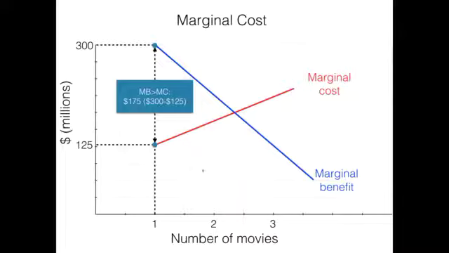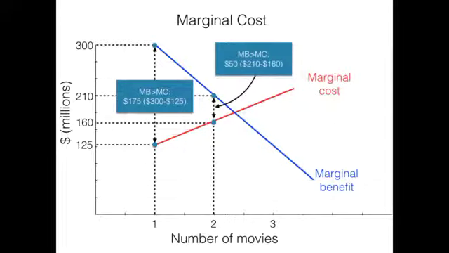So now, because of this, the movie producers decide, you know what, let's produce another movie. And that movie is going to be of a higher cost of $160 million. And it generates less revenue than the original movie at $210. So again, we see that the marginal benefit is greater than the marginal cost. All right, that difference is equal to $50 million.